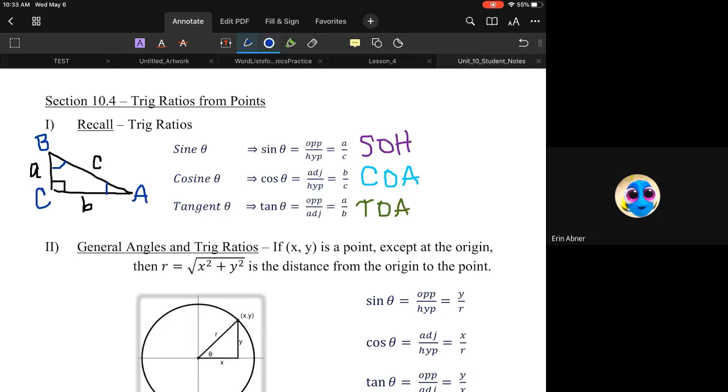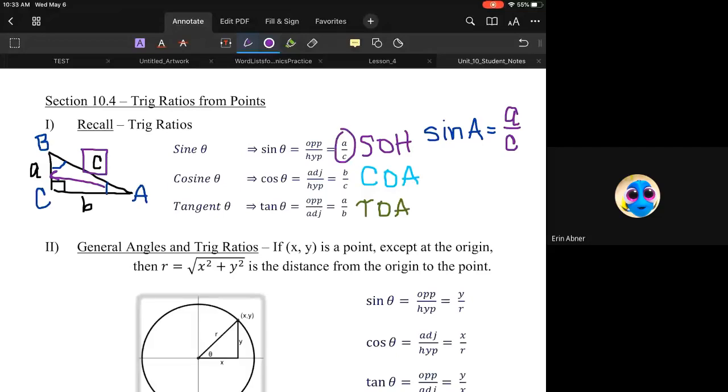So if I'm talking about angle A, so if I'm looking for sine of A, it would be my opposite over here over my hypotenuse. So my A over my C, and that's where they get this from.